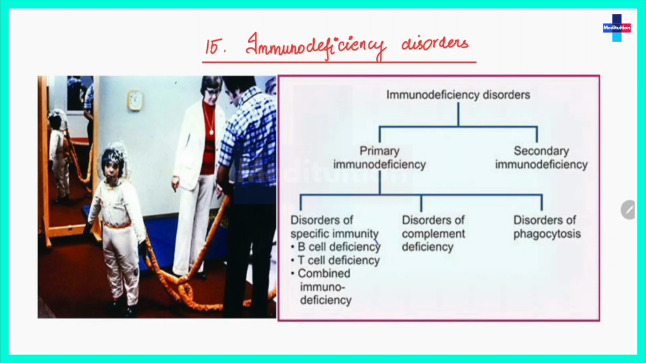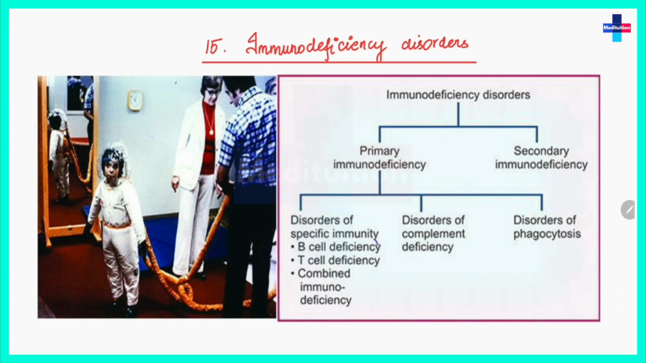We'll start with the next chapter, which is immunodeficiency disorders. The immune system is the one that protects us from various diseases. If our immune system fails to function, or if it is not working properly, then we'll get some diseases, and those diseases are called immunodeficiency disorders.